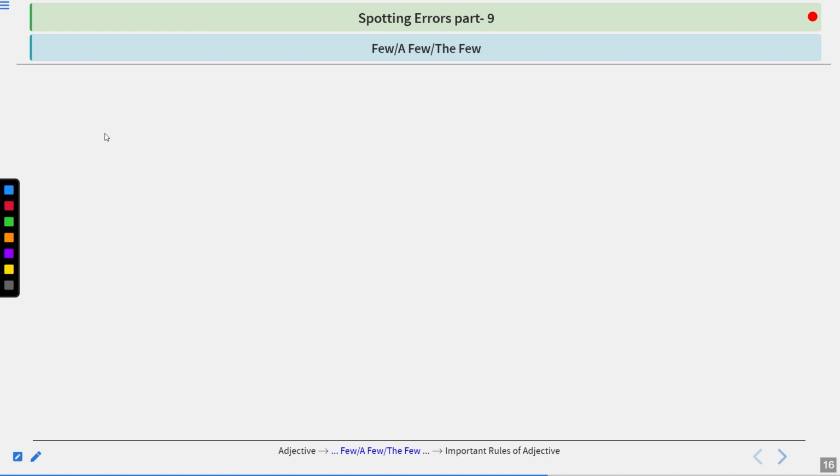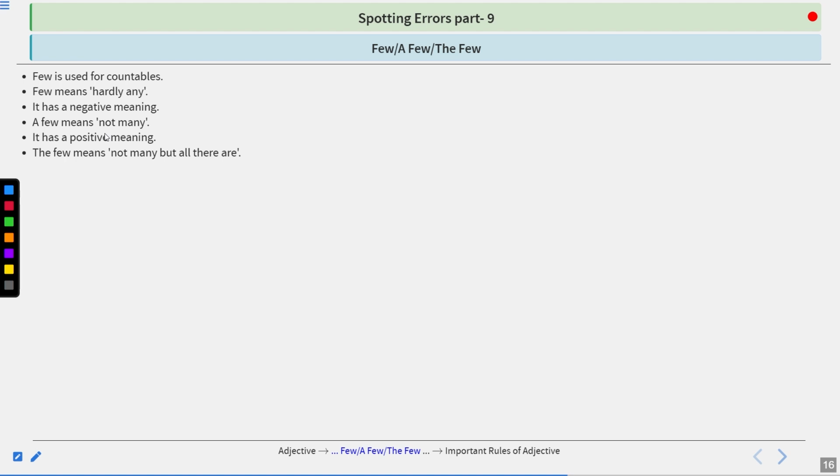Let's talk about few, a few, and the few. Few is used for countables. Few means hardly any. It has a negative meaning. A few means not many. It has a positive meaning. The few means not many but all there are. Again, all available. It also has a positive meaning.